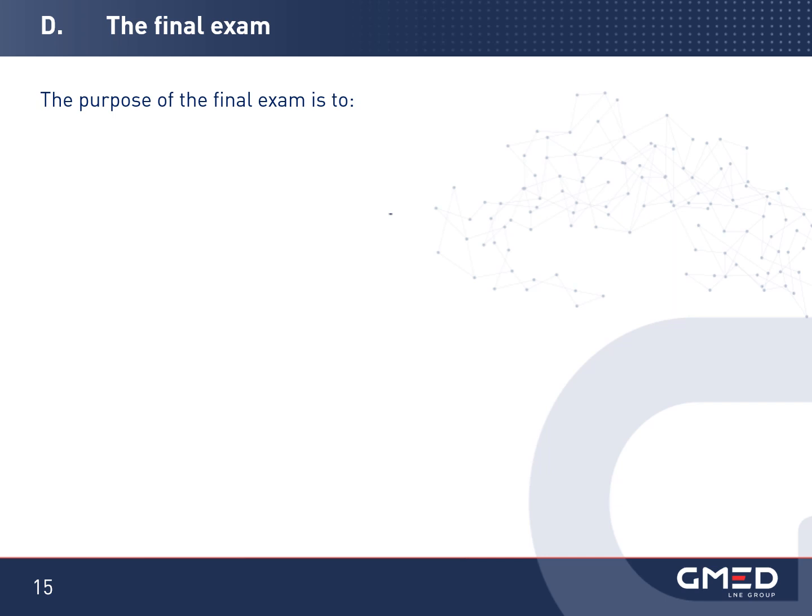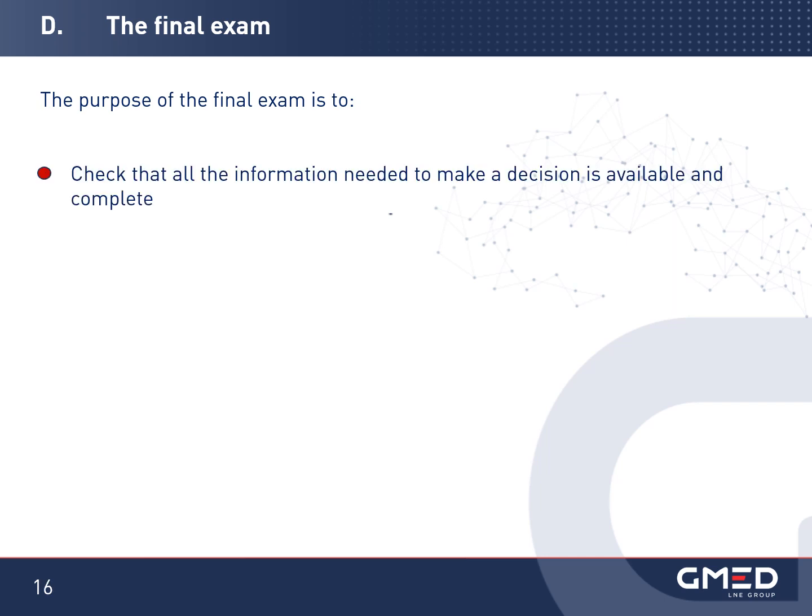At the stage of the decision phase, the final examination is designed to enable the notified body to check that all the elements required to make a decision are available and complete, including final conformity assessment reports, responses to non-conformities sent by the manufacturer, and the necessary and expected supporting documents.